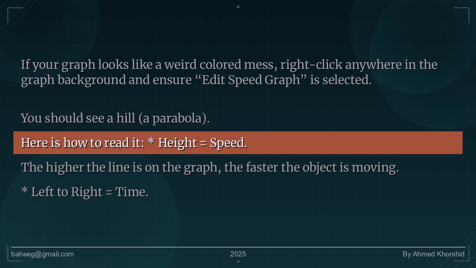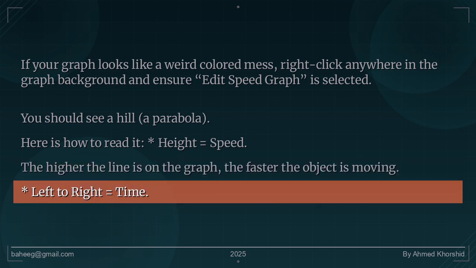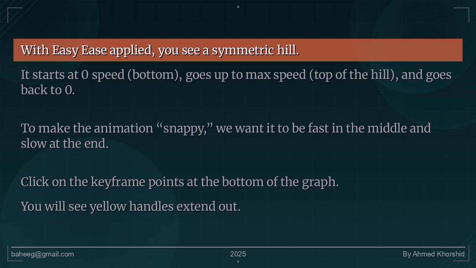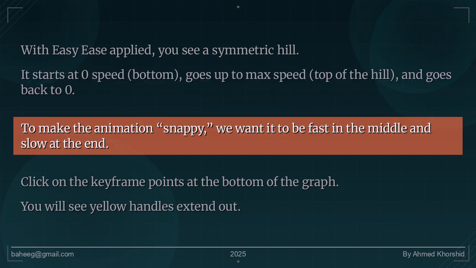Here is how to read it: height equals speed. The higher the line is on the graph, the faster the object is moving. Left to right equals time. With Easy Ease applied, you see a symmetric hill. It starts at 0 speed, bottom, goes up to max speed, top of the hill, and goes back to 0. To make the animation snappy, we want it to be fast in the middle and slow at the end.